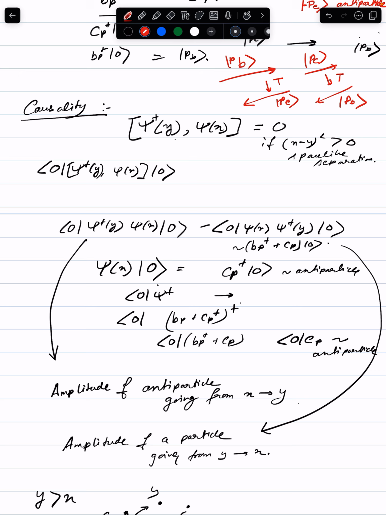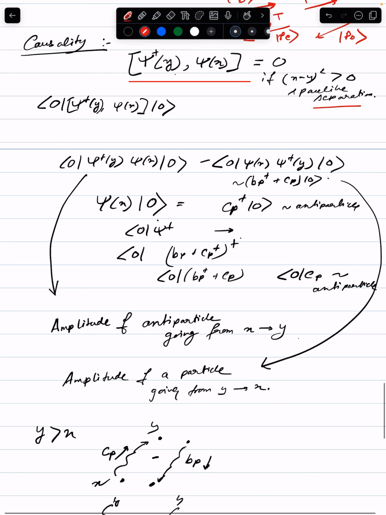Okay, and this gives an interesting interpretation to causality. So again, here also we have causality, which is given by this relation, the psi dagger psi commutator vanishes, and then you can do the calculation the same way, and you will find that there has to be a cancellation between <0|ψ†(y)ψ(x)|0>, again, you are proving this, it is your problem, and minus <0|ψ(x)ψ†(y)|0>.